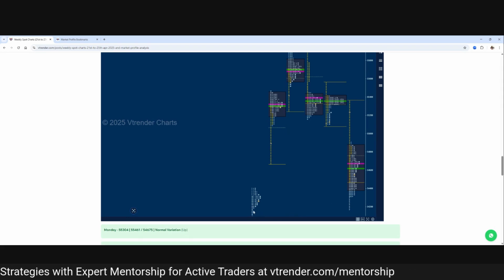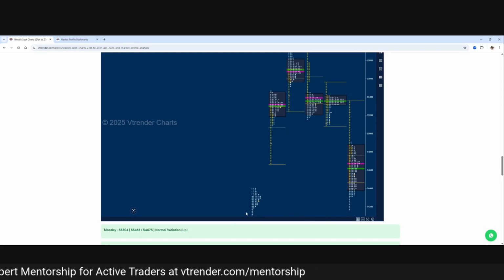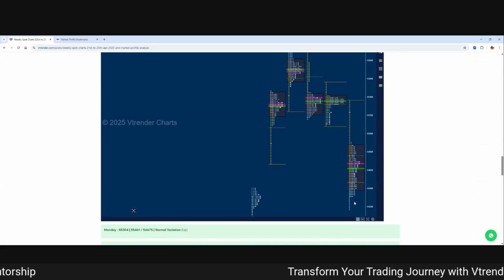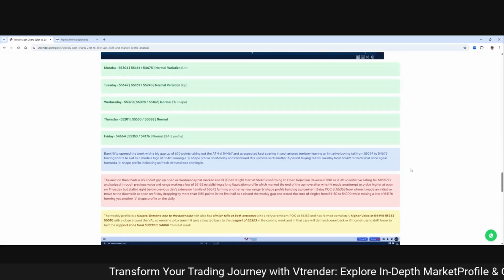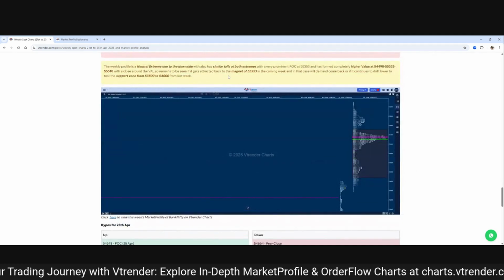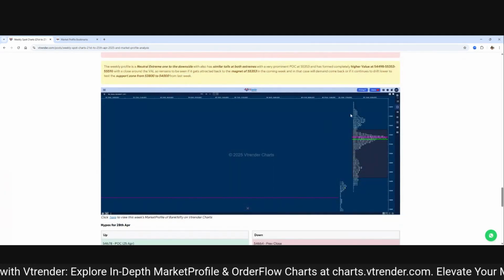It tested this zone of singles. 54182 I think was the base of the singles, and 54169 I think was the low we made on last Friday. So we saw rejection over there and we formed a B-shaped profile. So even in Bank Nifty, what we were looking for this week was neutral extreme to the downside, which has similar tails at both extremes.